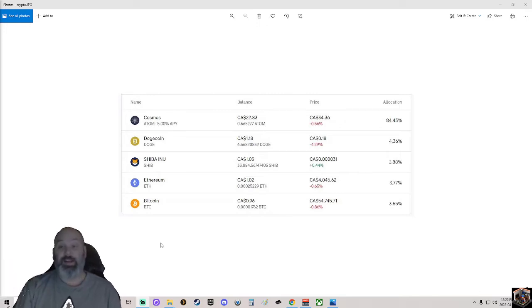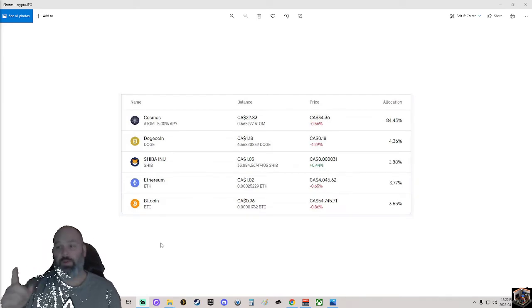So right now, it's not crazy. I've got basically about $1 in Bitcoin. It went down 4 cents immediately after I got it. Yay. But I'm up on the other 4. I did originally $1 of Ethereum, I'm now at $1.02. I did $1 of Shiba, I'm at $1.05. I got $1 of Dogecoin at $1.18. And then I did $20 of Cosmos, and I'm at $22.83.